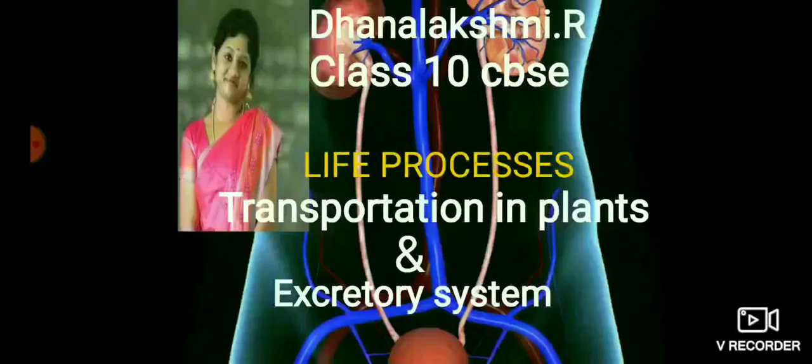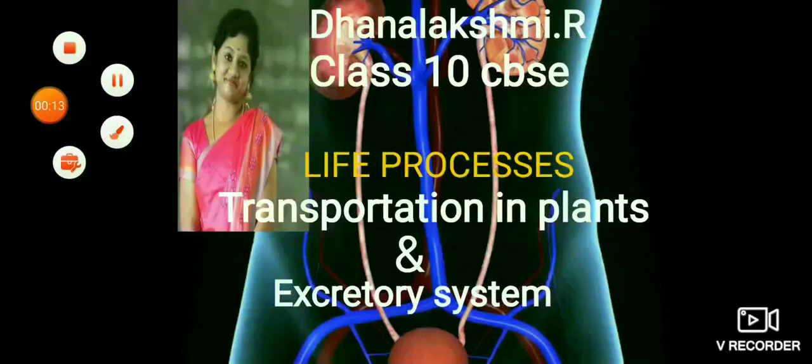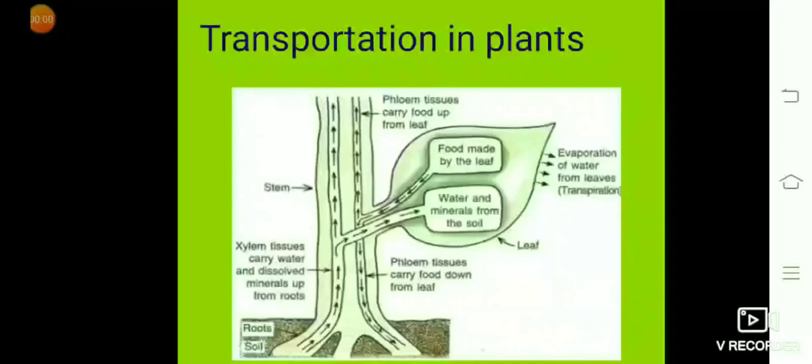Today, in our session, we are going to discuss transpiration in plants and a new topic, the excretory system. So far, we discussed transpiration in animals. Now, let's see how transpiration takes place in plants.